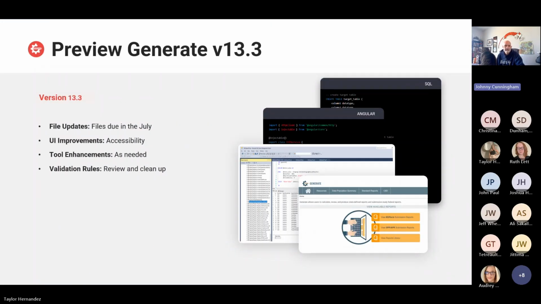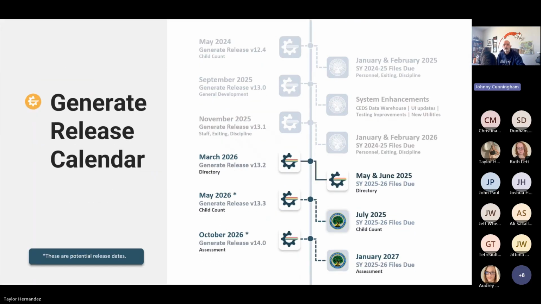Okay. I think the last one, oh, sorry, the Generate release calendar basically just defines what we have coming up. The one that we're about to release is 13.2. It says May and June because it's the directory files in May, and then it's that one file 35, which is due in June. I don't remember that one. I think it's not due every year, but it's that one odd file that sits out there in June. Then we'll have the release in May, which will support the July files. We reference that as child count, but obviously membership and that staff file as well.